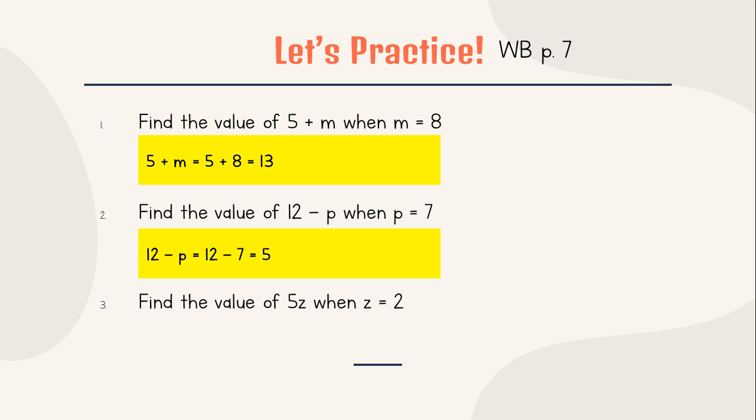So 12 minus p, and the condition when p is 7, is 12 minus 7. So we change this p into the 7. 12 minus p equals 12 minus 7 equals 5. So the answer is 5. Find the value of 5z. Once again, I believe I have explained this in the previous meeting. 5z means what? Multiplication, okay? So 5z is 5 times z. And then we have the condition that z is 2. So 5 times 2 equals 10.